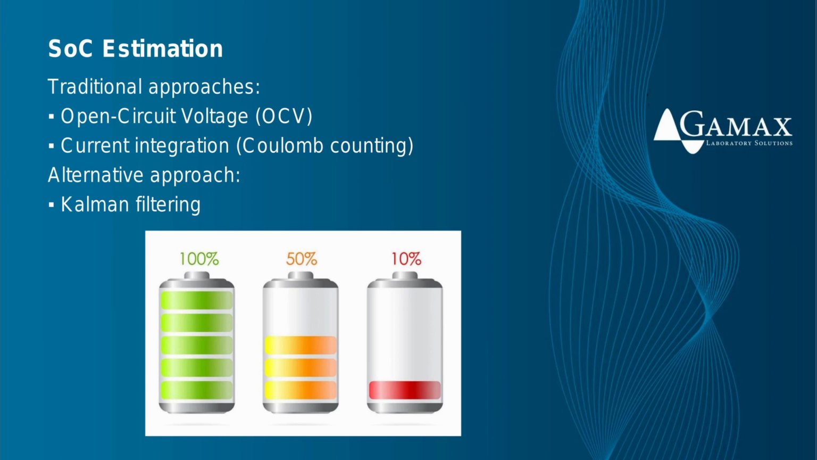Kalman filtering is a promising alternative approach that circumvents these challenges with slightly higher computational effort. Such observers typically include a nonlinear battery model, which uses the current and voltage measured from the cell as inputs, as well as a recursive algorithm that calculates the internal states of the system, including state of charge.